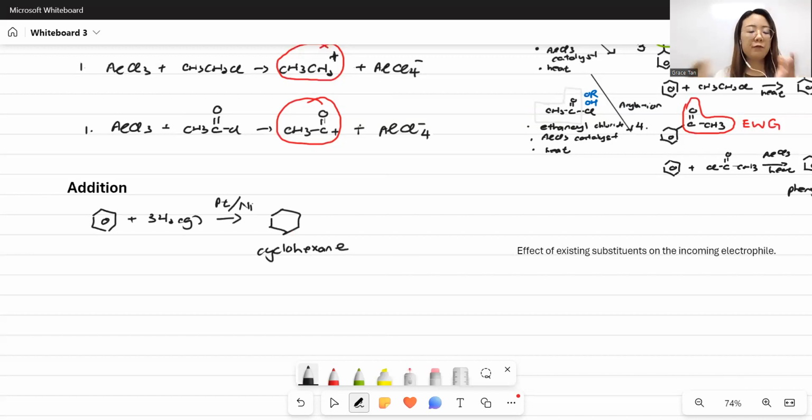Okay, now obviously when you do that, you will open up the pi bond and you will not have any more aromatic stabilization here. All right, because there's no movement of the delocalization or so-called delocalization of the pi electrons in the ring anymore. So you just destroy the aromatic stabilization and make it into a cyclohexane. This is also known as hydrogenation. Okay.